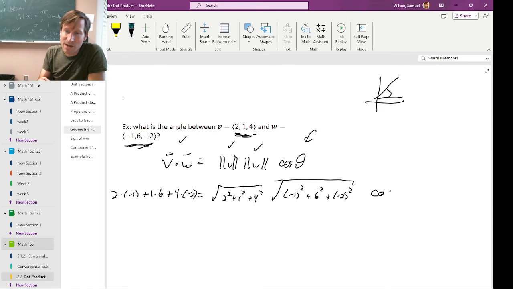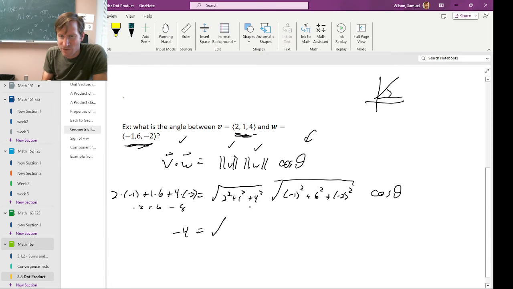And then this angle theta, that's what we're trying to find, so we don't know what theta is yet. So now we can just do all the arithmetic. So let's see, minus 2 plus 6 minus 8, so that's going to be minus 4, I think, equals square root of, so let's see, 16 plus 4 is 20, 21 times, let's see, 36, 40, 41 times the cosine of theta.